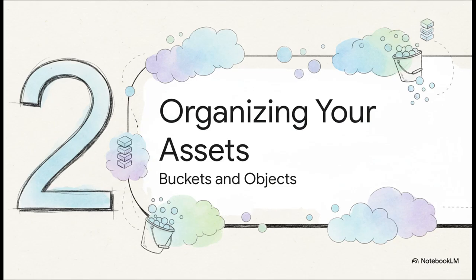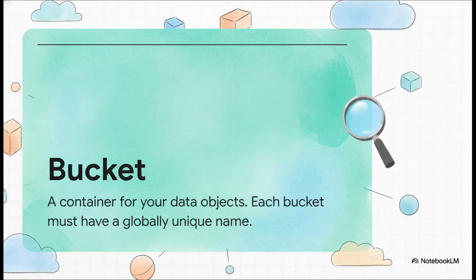All right, so if it's just one giant warehouse, you're probably wondering, how on earth do you find anything? Well, GCS has a really simple but incredibly powerful way of keeping everything organized. It all comes down to two basic building blocks. First up, you've got a bucket. Now think of our giant warehouse complex. A bucket is like one of the individual buildings in that complex.